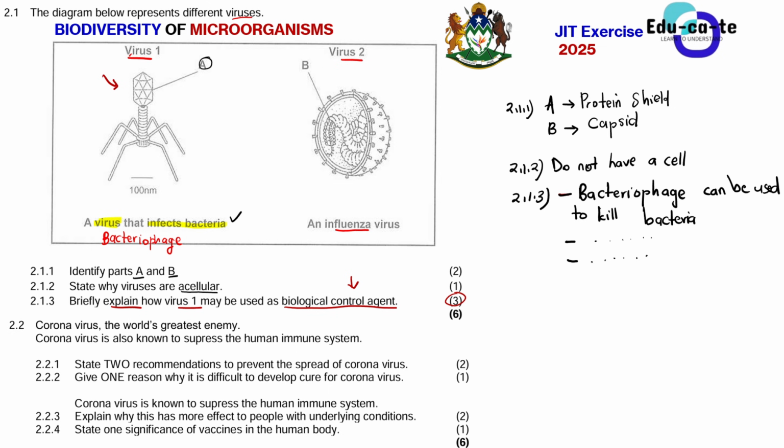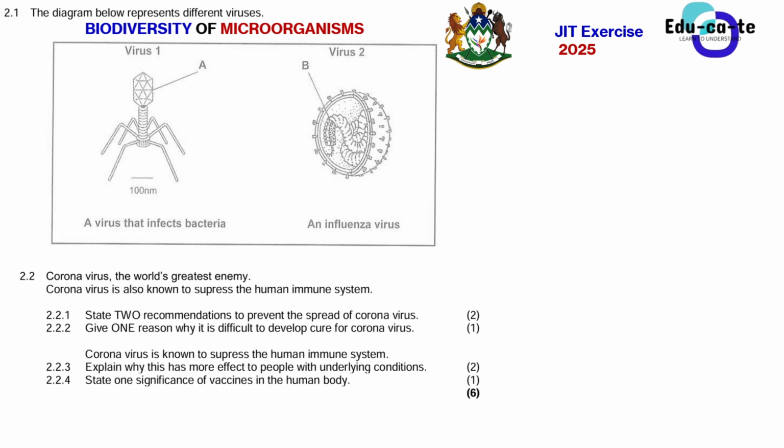I'm just giving you this as a task to complete this question by answering the remaining part. But basically the idea here is, the bacteriophage can be used to do what? To kill or infect bacteria. So if someone is infected with a disease caused by bacteria, we can use the bacteriophage to kill that bacteria. Okay, so it can be used as a biological control agent. So now let's go to 2.2 that talks about coronavirus.